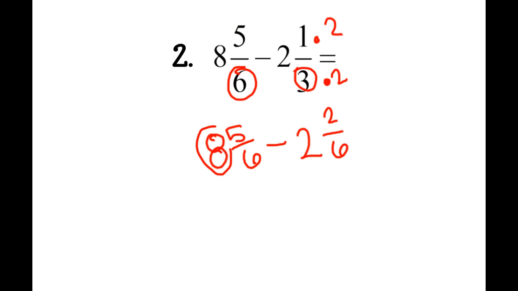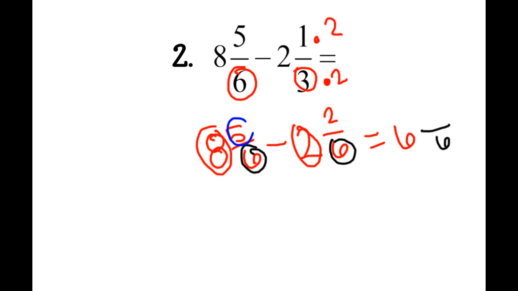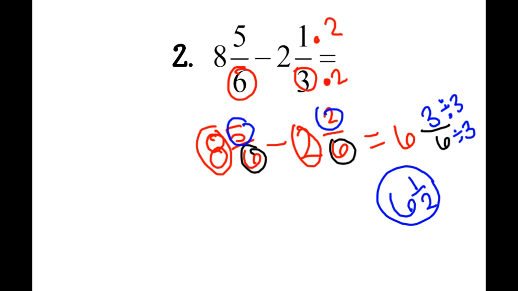So we look to our whole numbers. 8 minus 2 is 6. Our denominator is 6, so our denominator will be 6. And then we look to our numerators, and 5 minus 2 is 3. So we have 6 and 3/6, which can be reduced. 3 goes into both of those. So we divide by 3. And we get 6 and 1/2 as our final answer.